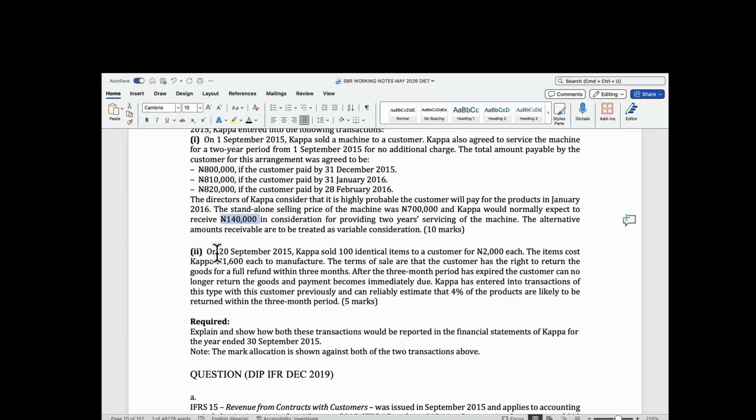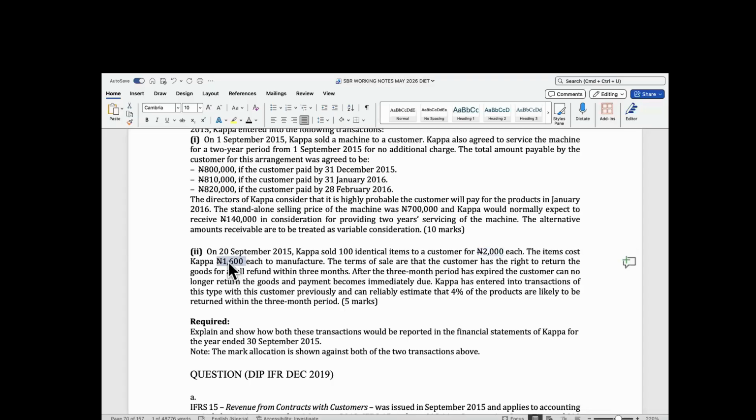Okay, I think this is even more straightforward. For this sale with right of return, for the portion that the customer can return, we would not recognize revenue, rather we recognize a refund liability. Since they have told us that 4% can be returned, 4% of this 100 times 2,000 will be recognized as a refund liability, while the remaining 96% will be recognized as revenue.